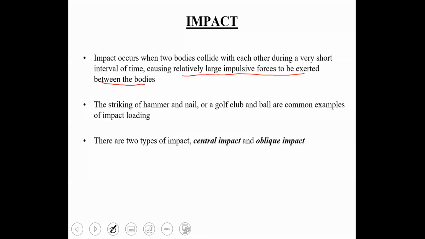So when do we call it impact? Impact occurs when two particles or two rigid bodies collide with each other during a very short interval of time, thereby causing relatively large impulsive forces to be exerted between the bodies.